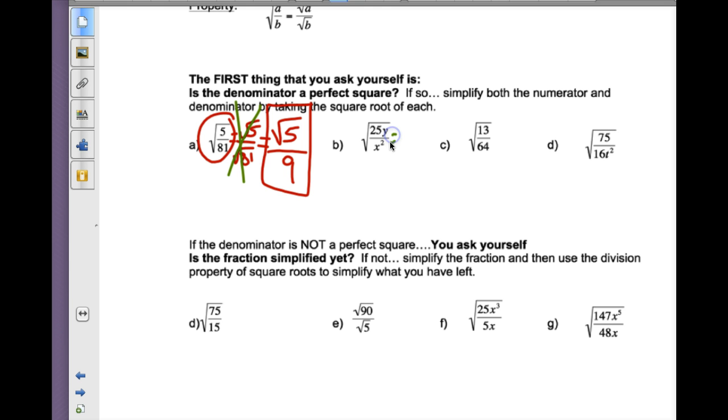Split it up first and then simplify each part. I'll give you guys a big hint. The top can be simplified as well. Radical 25y over radical x squared. Simplify the top, simplify the bottom.